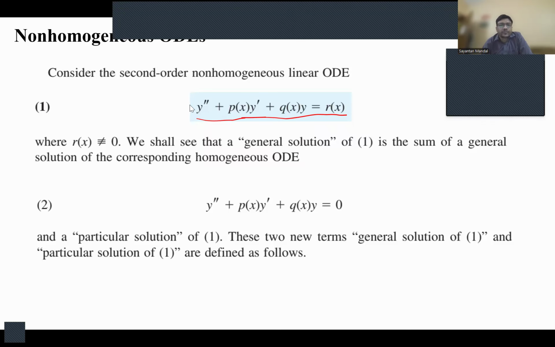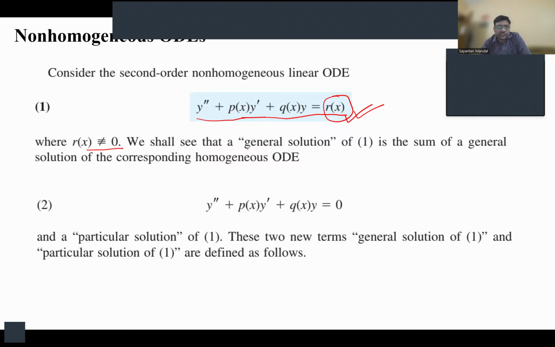So, good evening, everyone. In this class, we are going to learn one of the methods that solves a non-homogeneous linear ordinary differential equation, which is in this form. Equation number one: y double dash plus p(x)y dash plus q(x)y equal to r(x). In this case, obviously, we assume r(x) is non-zero. Otherwise, if r(x) is zero, it becomes homogeneous.